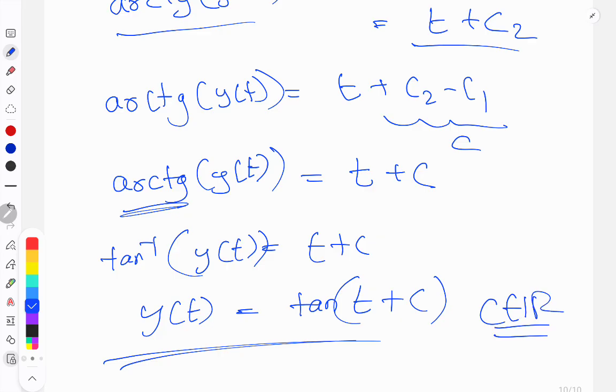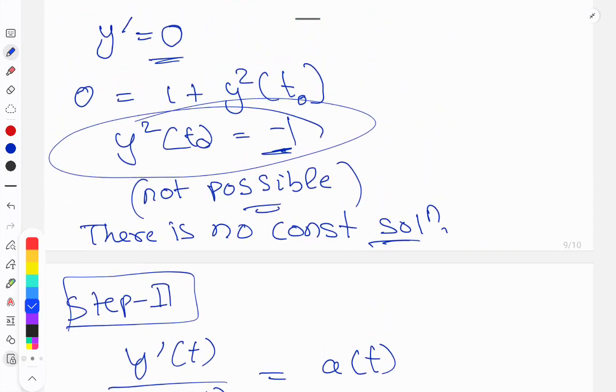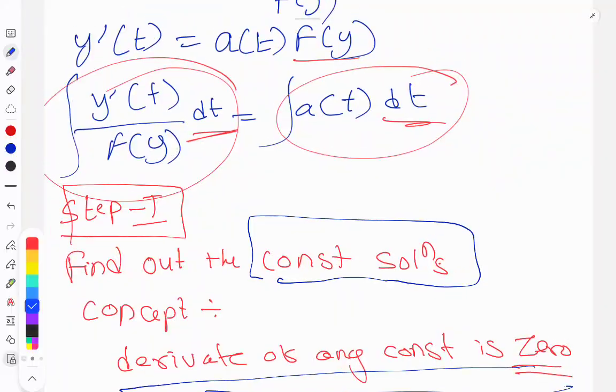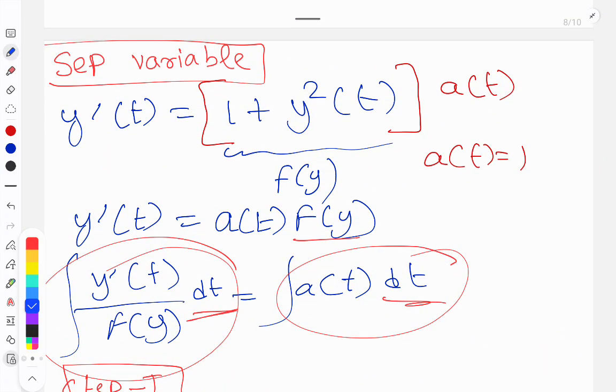Easy. So you got the y of t. If you see the difference here, we cannot apply any direct formula, so we have to do it in this traditional step.